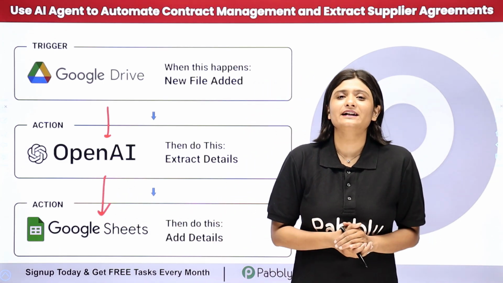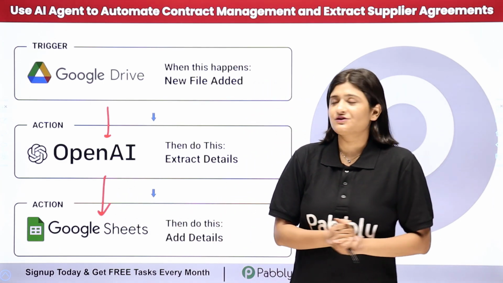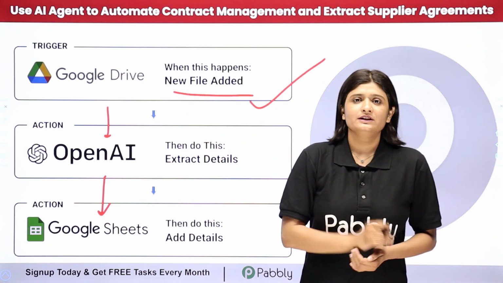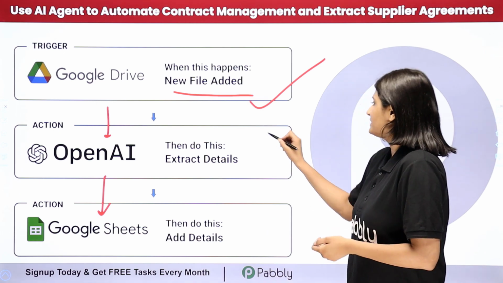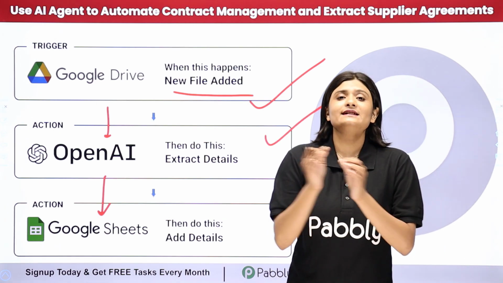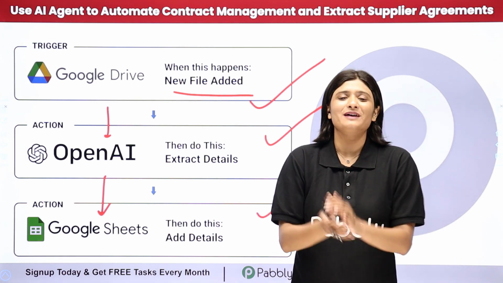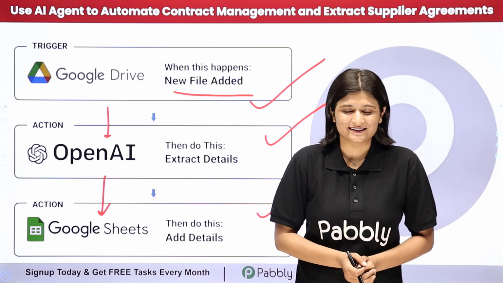With the help of Pabbly Connect, I'm going to build this connection in such a way that whenever a new file is uploaded or added in my Google Drive, the data will be automatically extracted with the help of OpenAI, and then these details will be automatically added to my Google Sheets spreadsheet. Now, if you want to learn the step-by-step process, then let me take you all to my screen.